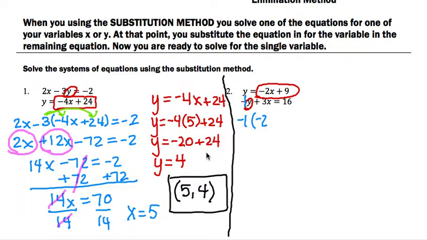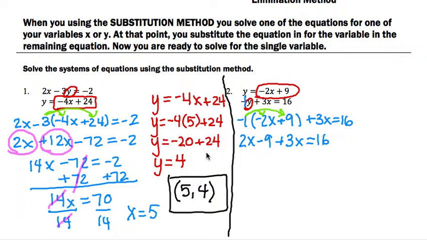So I will have negative 1 times negative 2x plus 9 plus 3x equals 16. So I need to distribute this negative 1 to here and to here. So when I do that, I find out that 2x minus 9 plus 3x equals 16.